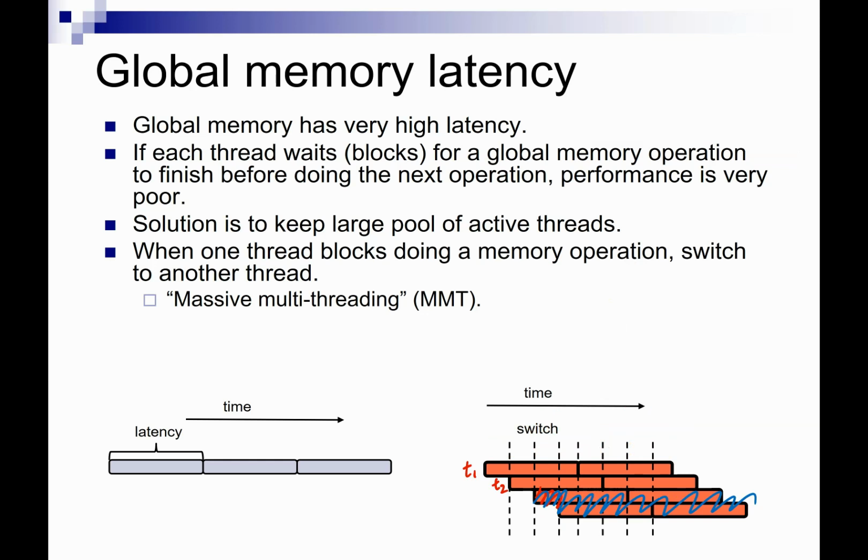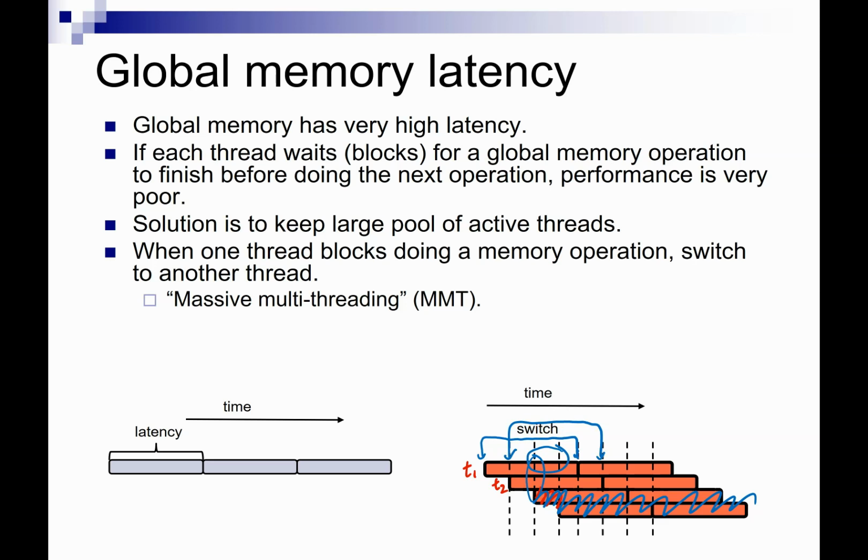If you just have T1 and T2, then T1's memory operation starts here and ends here. Since T1's waiting, we're going to switch to T2, which is going to start and end over here. But now T1 and T2 are both waiting, and at this third time point, if we only have 2 threads, then we have nobody else that we can switch to. So we would just have to wait for these two cycles where nothing's happening until T1's memory operation finishes.